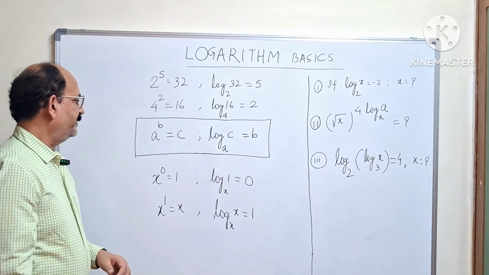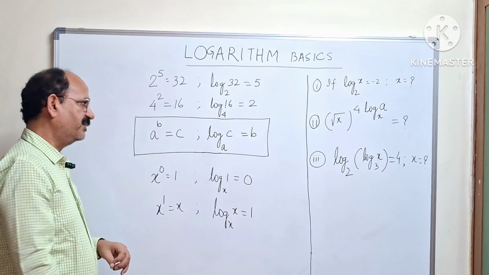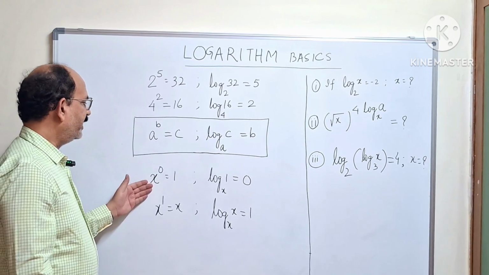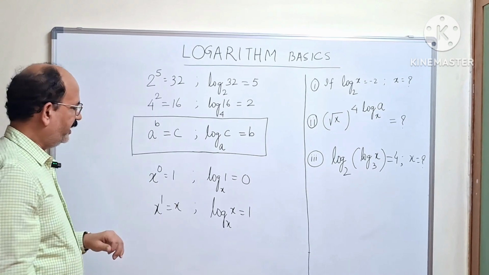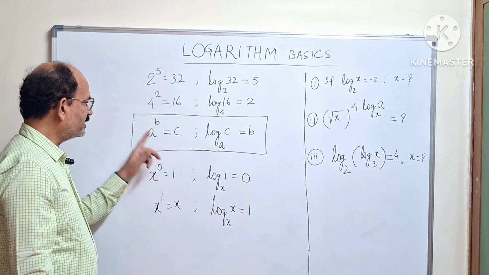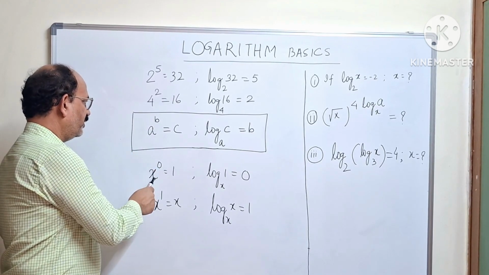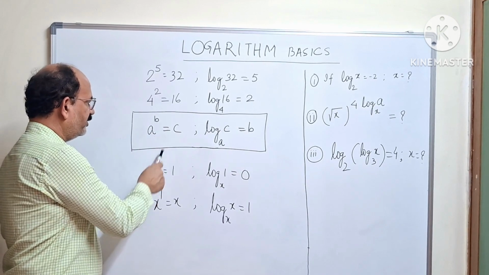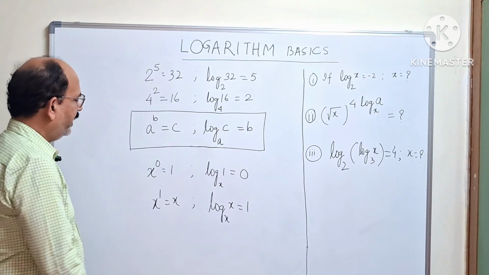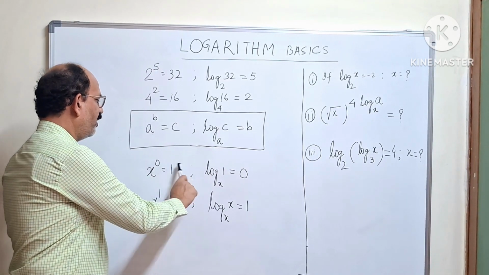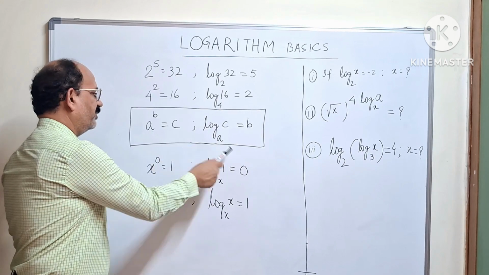Now let's take some example further. We know that x to the power 0 will be 1. Now let's use this relationship. In this case, a is equal to x, b is equal to 0 and c is equal to 1. Then we can safely say that log of 1 base x will be equal to 0.